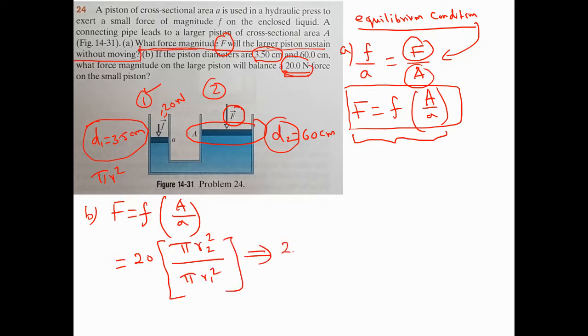The value is 20, pi is 3.14, multiplied by R2 square. What is R2? R2 is nothing but D2 over 2, which is 60 over 2, squared. Divided by R1 squared, where R1 is D1 over 2.